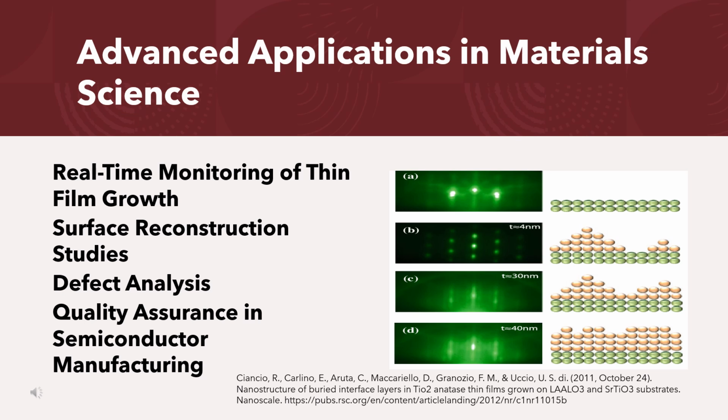In semiconductor manufacturing, RHEED plays a vital role in quality assurance. It ensures the structural integrity and quality of thin films, which is crucial for device performance. RHEED is extensively used in the production of high-performance electronic and optoelectronic devices, making it an indispensable tool in this industry.